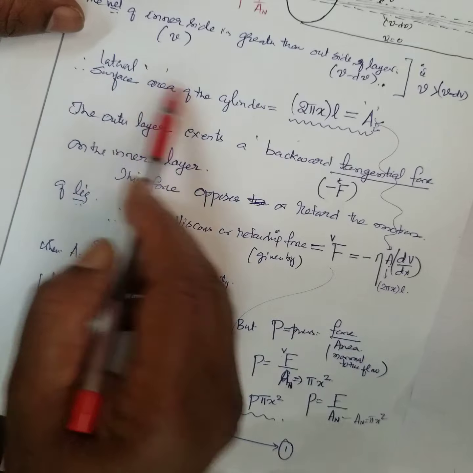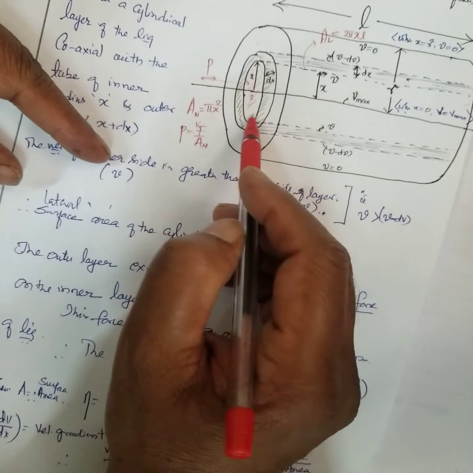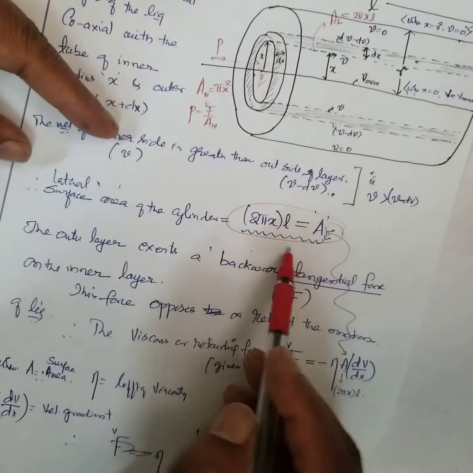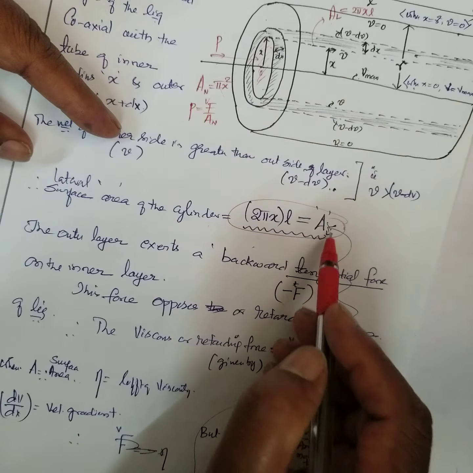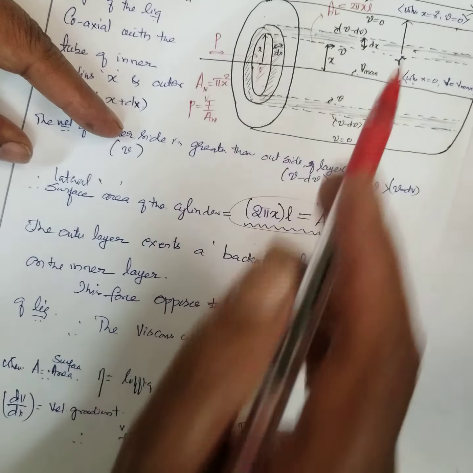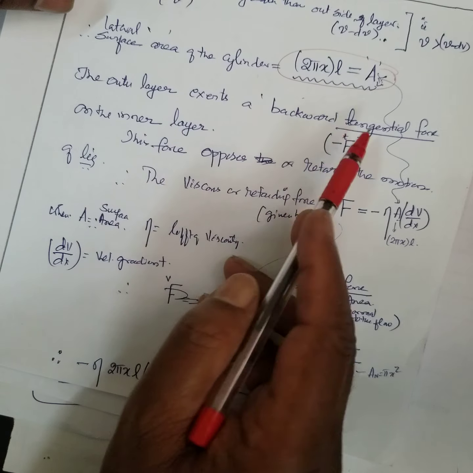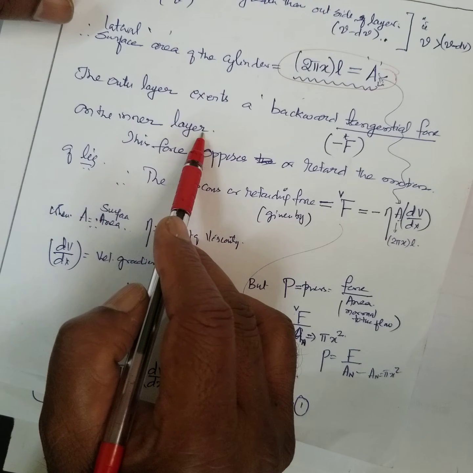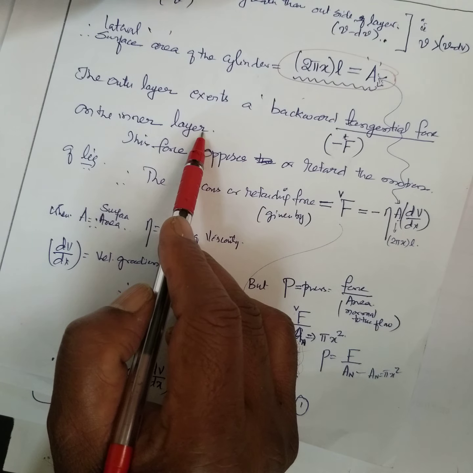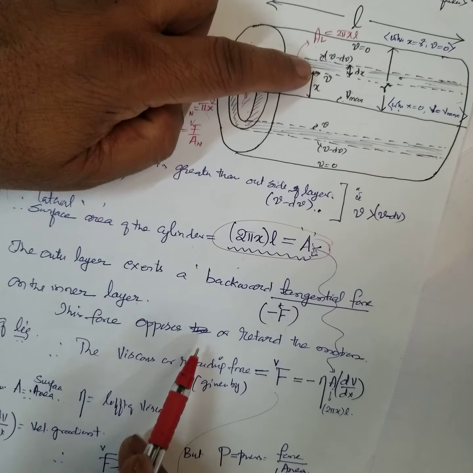And the lateral surface area is 2 pi x into l. This is the lateral surface area. This area and this area are different. Then the outer layer exerts a backward tangential force on the inner layer. The outer layer is dragging because it is moving slowly.